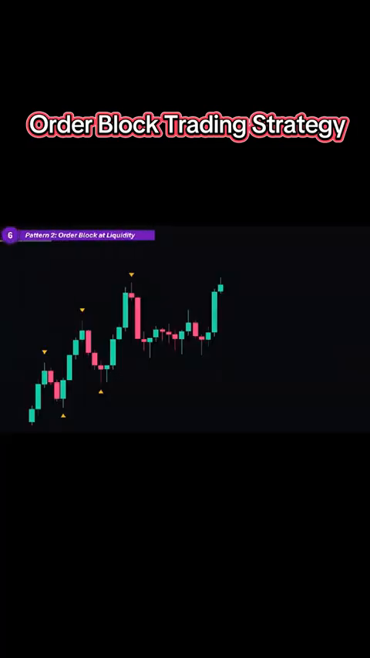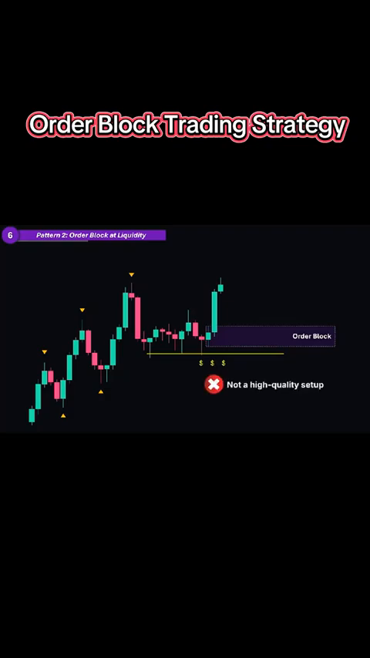Number 2. Order block at liquidity. Sometimes an order block forms directly on top of a major liquidity level. Although the order block itself is valid, this setup is generally not of high quality. The reason is simple. Before the market can continue in the intended direction, it often sweeps up nearby liquidity. If the liquidity sits underneath the order block, it could cause a failed setup. For this reason, we generally avoid trading order blocks that are positioned directly on top of obvious liquidity pools.